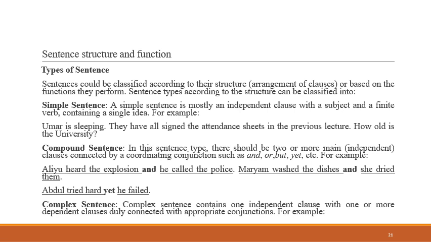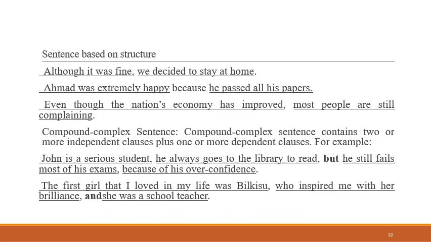Then complex sentence. A complex sentence contains one independent clause and one or more dependent clauses, duly connected with appropriate conjunctions. Example: although it was fine, we decided to stay at home. Take a look at the example. Although it was fine, although introducing the first clause, which makes it a dependent clause. Then the second part of the sentence, we decided to stay at home, is the independent clause.